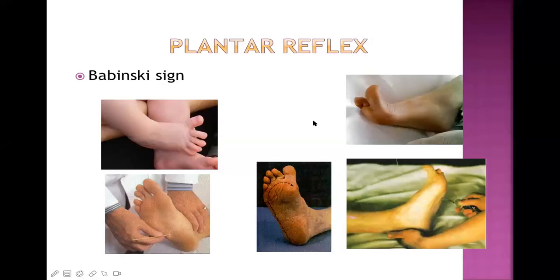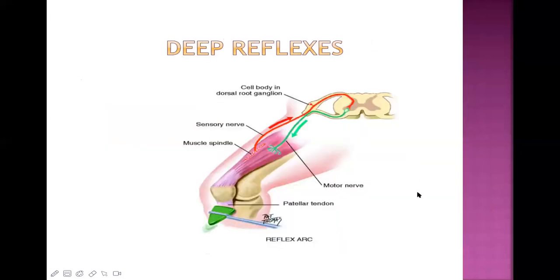Let's move on. After Babinski sign, let's talk about some deep tendon reflexes, how we do it. Before I move on to each of the reflexes, let's talk about some physiology. What is the normal physiology of each reflex? This is called the reflex arc. I'm sure you have studied this in physiology.